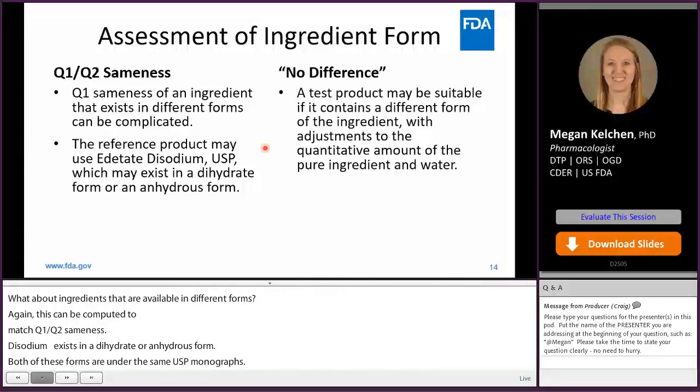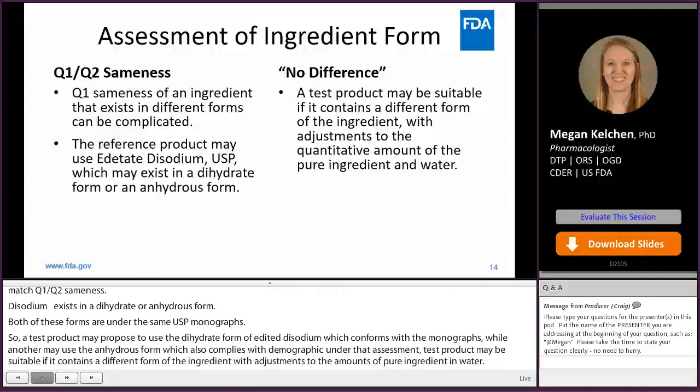Under the no difference assessment, a test product may be suitable if it contains a different form of the ingredient with adjustment to the quantitative amounts of pure ingredient and water. So a test product can use the dihydrate form of acetate disodium when the reference product uses the anhydrous form of the same inactive ingredient, so long as the amount of water in the test product is appropriately adjusted.